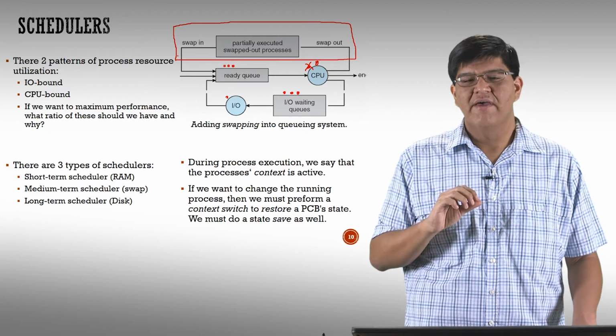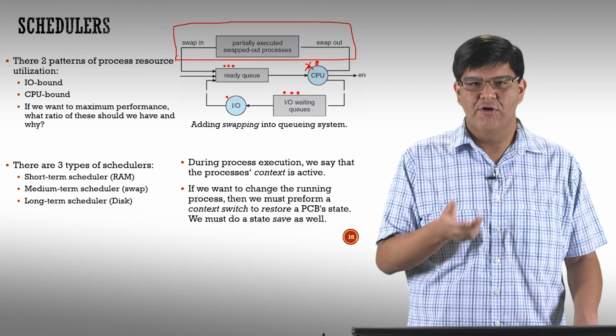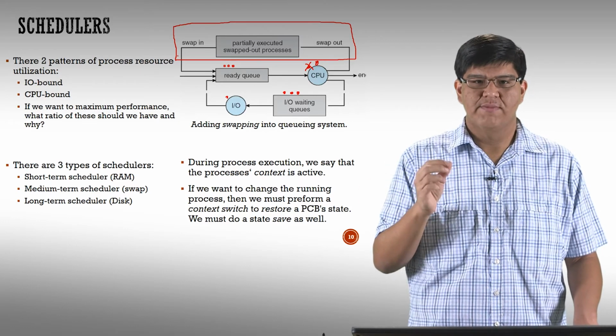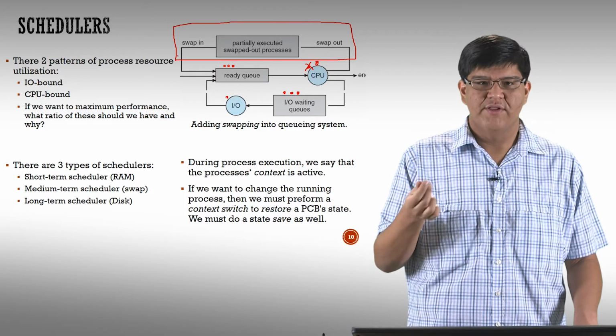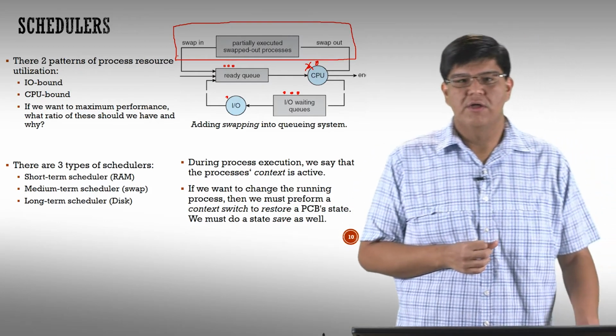So we have these three different classes of schedulers. I have my short-term, my ready queue. My swapping, which is going back and forth with the hard drive. And then my long-term, which is typically a bunch of jobs from users. How do I schedule them over the weekend? That type of thing.